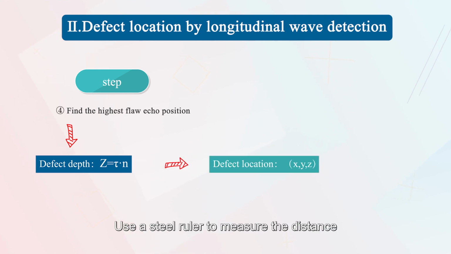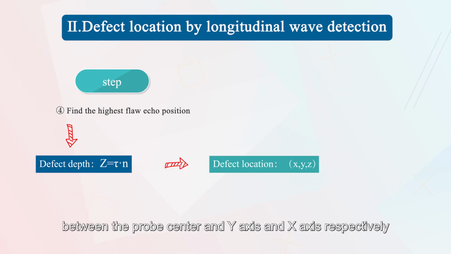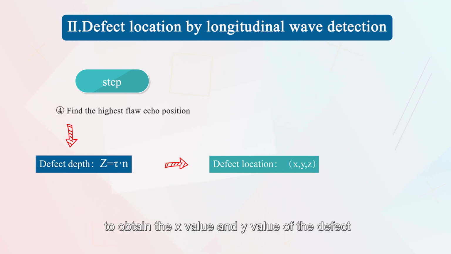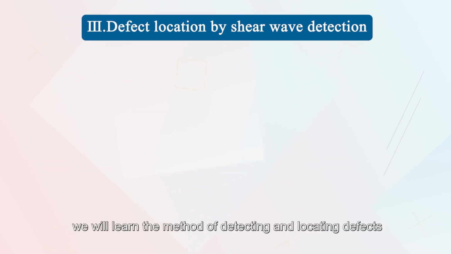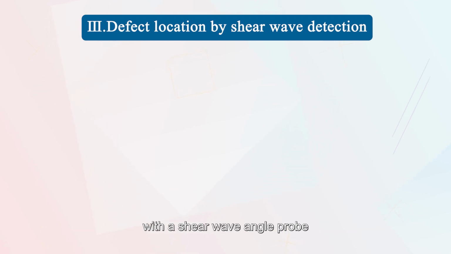As we can see, use a steel ruler to measure the distance between the probe center and the y-axis and x-axis respectively. That is, to obtain the x value and y value of the defect. Finally, the defect position is accurately determined as x, y, z. Next, we will learn the method of detecting and locating defects with a shear wave angle probe.